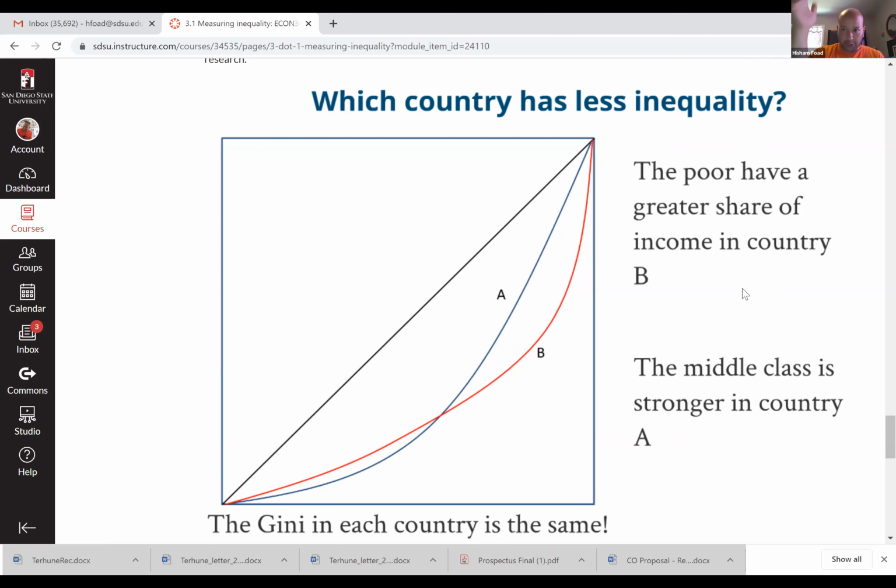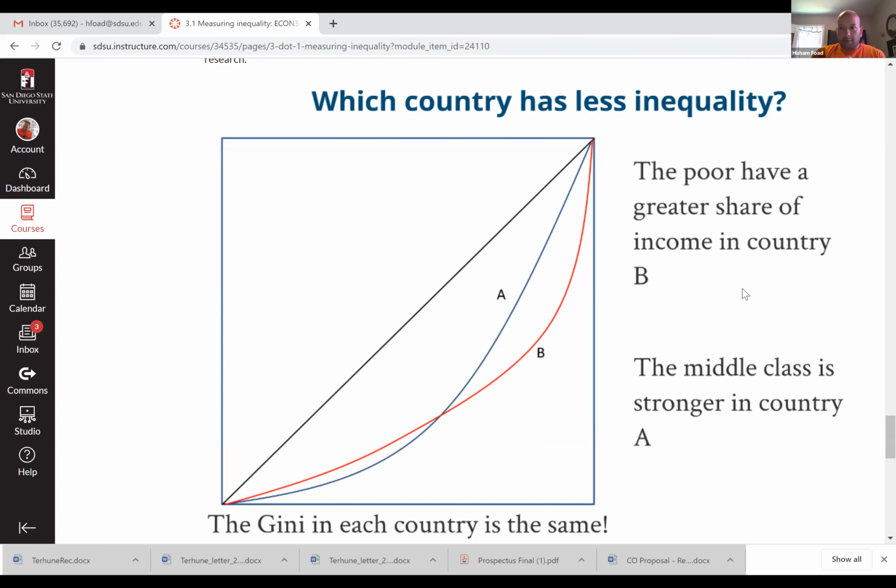Although the shapes are different, the area is the same. So the Gini coefficient for both of those countries is the same. If you looked at them just looking at the Gini, you would think, oh, same level of inequality. But looking at the Lorenz curve actually tells a pretty different story. If you look at country A, the very poor in country A have a lower share of income than the very poor in country B. However, the middle class in country A has a higher share of income than the middle class in country B.